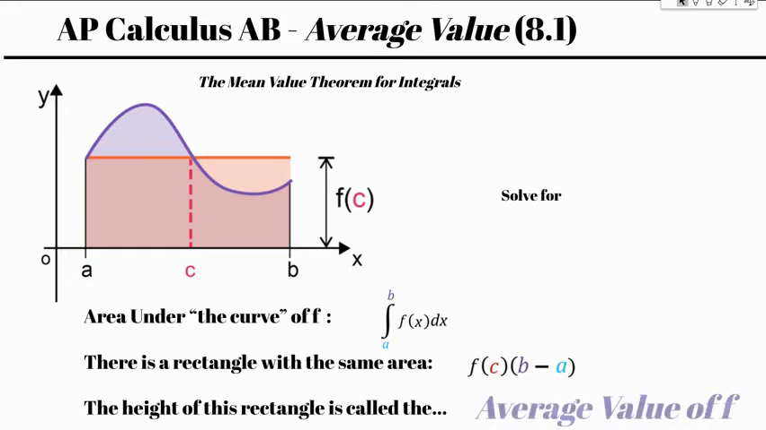It's the height of that rectangle, though, that's called the average value. So when we talk about average value, we're really looking for the height of that rectangle. So let's see what that all looks like when we put it all together.